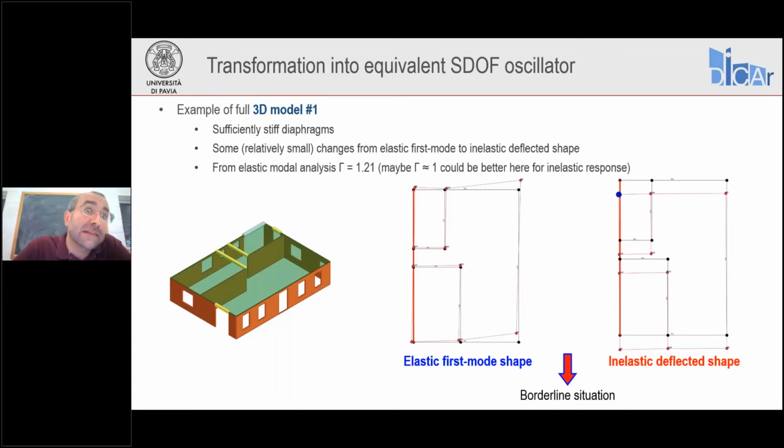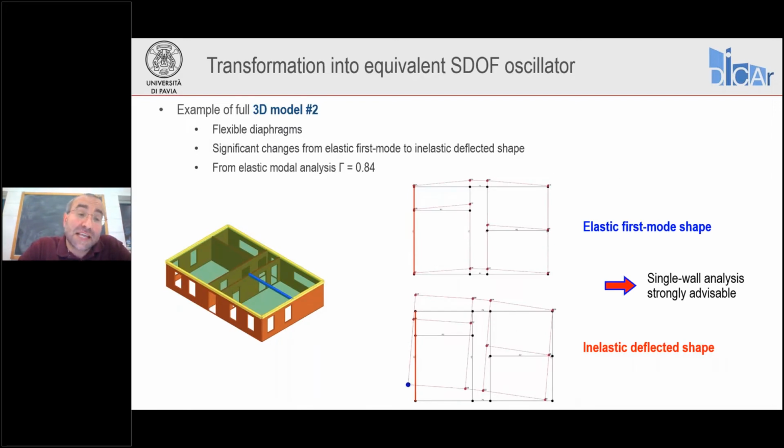Maybe in this case, it would be better to adopt gamma equal to 1 when we look at the inelastic response, because basically the entire floor is translating by the same amount in the direction of analysis. So it's like a single degree of freedom system. And if our structure, original structure, is already acting as a single degree of freedom system, well, gamma should be taken equal to 1. So in this case, we may want to change the value of gamma from what the elastic analysis tells us to something that comes from observation of the actual deflected shape when the response becomes inelastic.